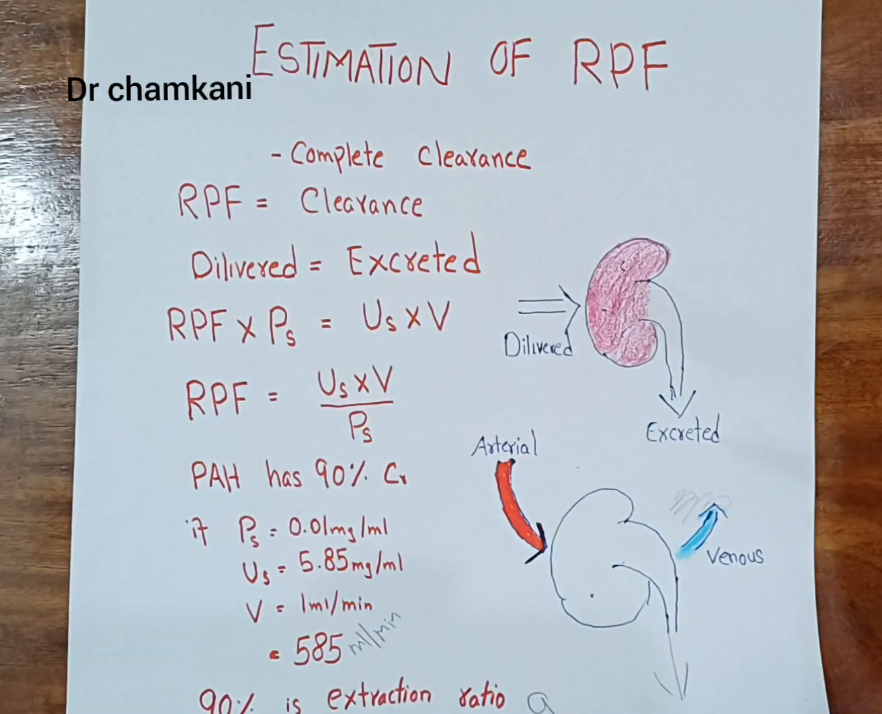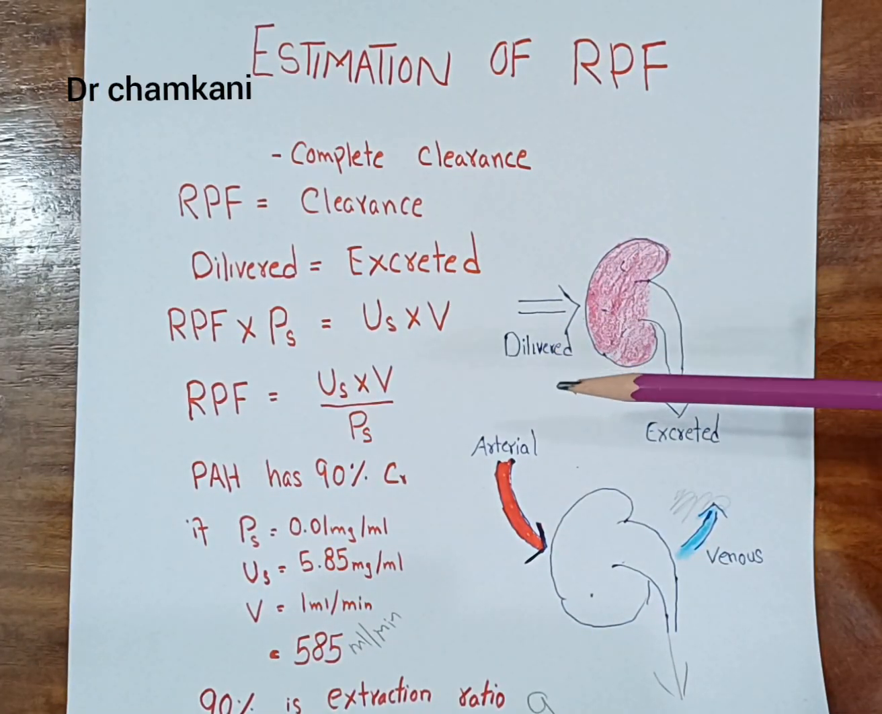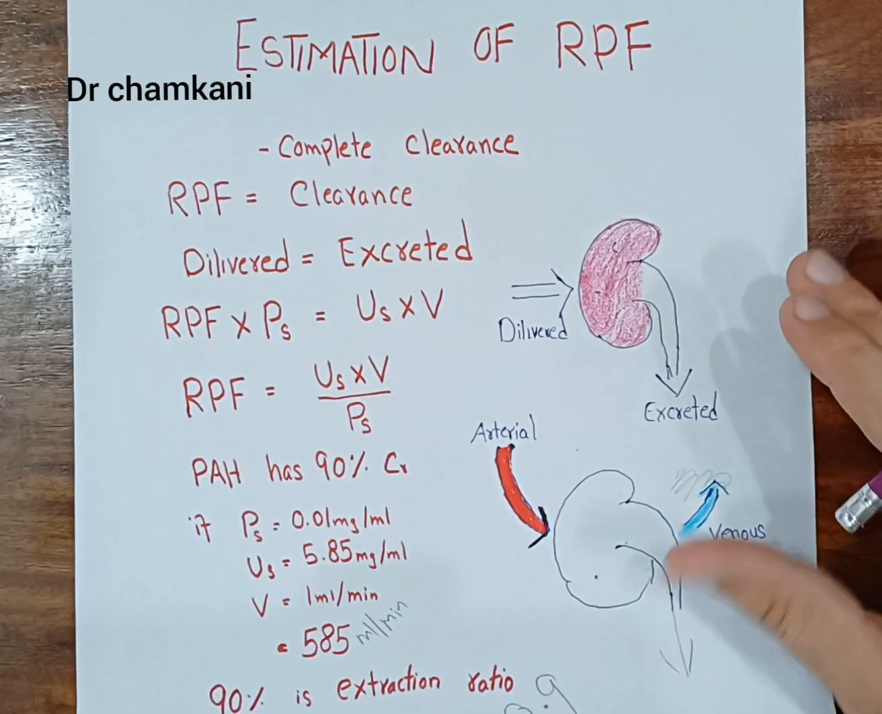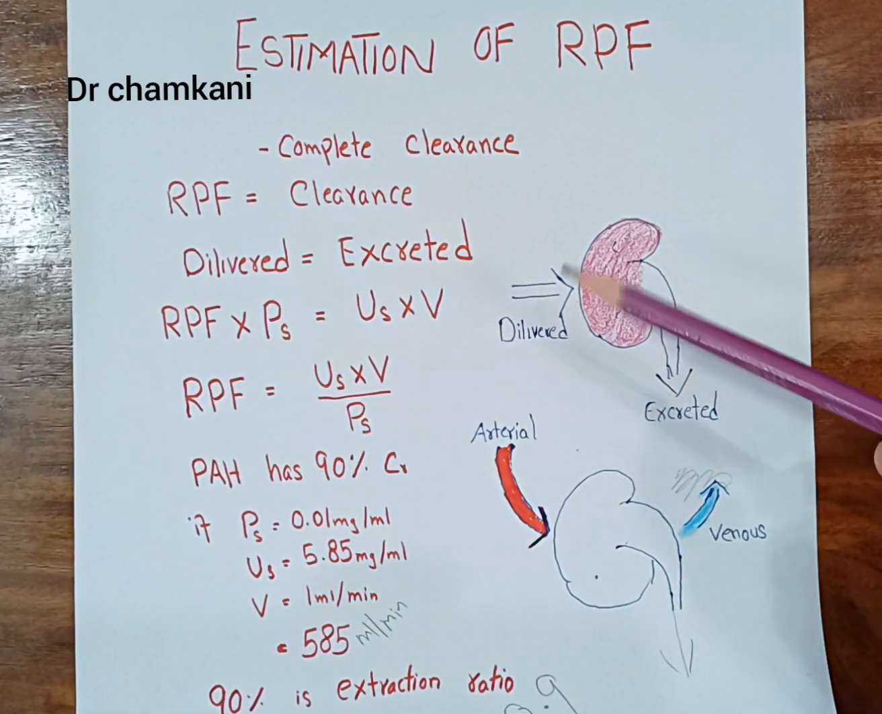This is a big volume of blood that is circulating through the kidney per minute, and it makes sure that clearance of all the dangerous, toxic substances occurs and they are excreted in the urine.